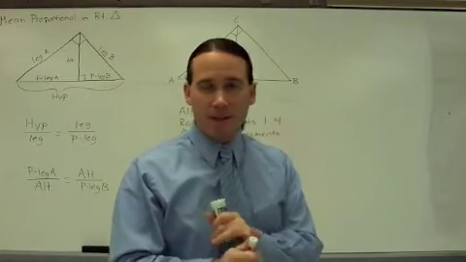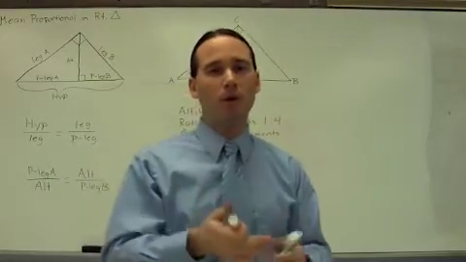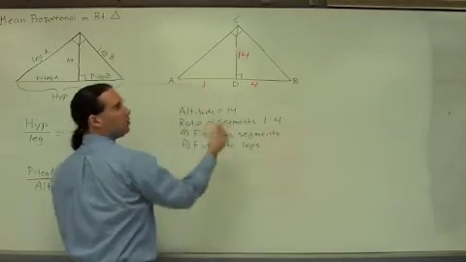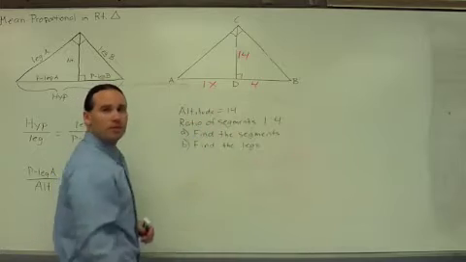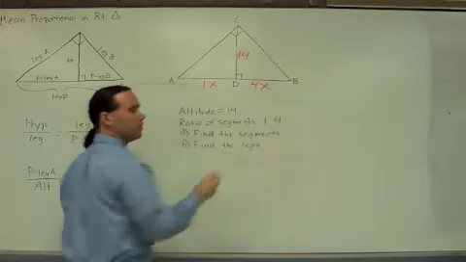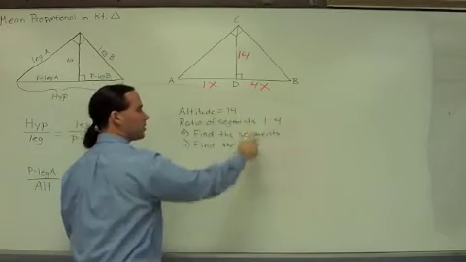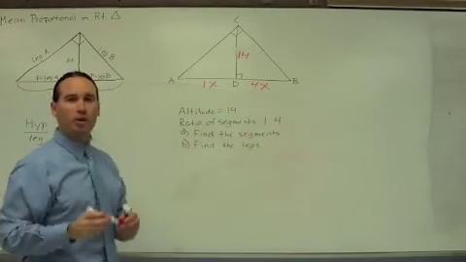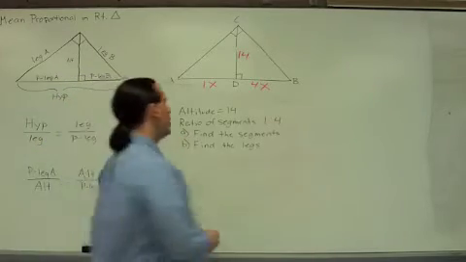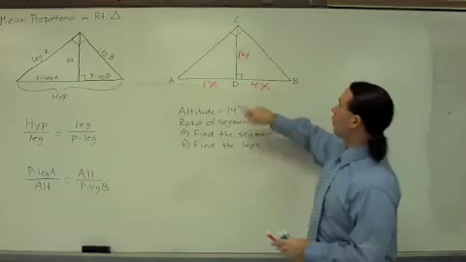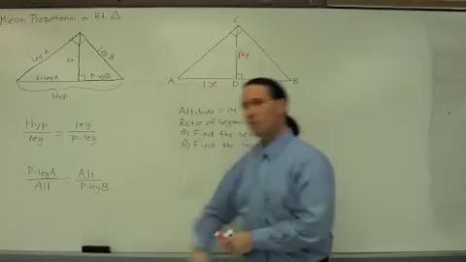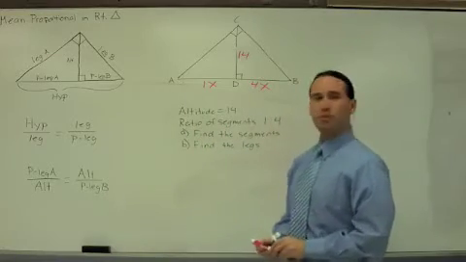So the way we fix this is instead of calling them 1 and 4, we use a variable. We say, I don't know how big this is, but it's 1 times something. And I don't know how big this is, but it's 4 times the same thing. 1x and 4x is how we deal with this 1 to 4 ratio. So our first task is to find the segments. Well, if we want to know what the segments are, we know what the altitude is. That means which proportion are we going to use? The one with the altitude. So let's set it up. It shouldn't be too hard.